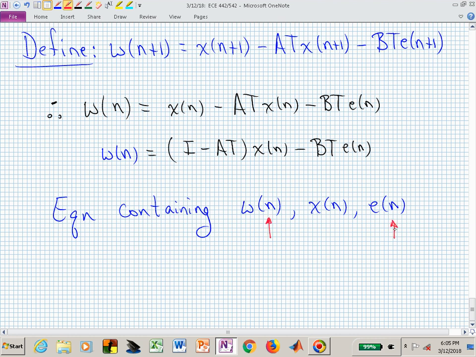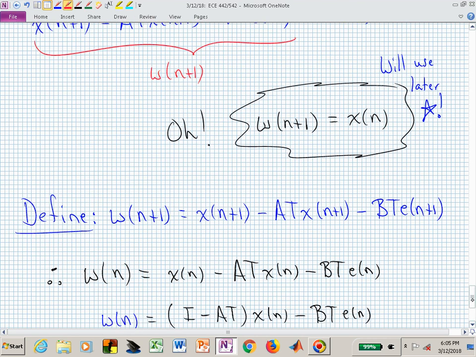The fact that W and E are functions of little n is great, and I also have x of n. I can now solve for little x of n, because do you remember my later equation? My later equation was W of n plus 1 is x of n. If I can now rewrite little x of n in terms of W of n and E of n, I'm home free.